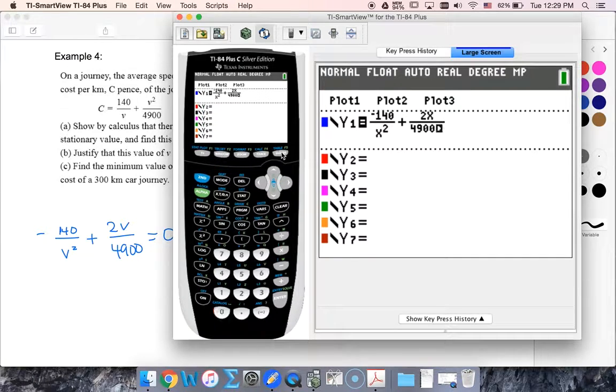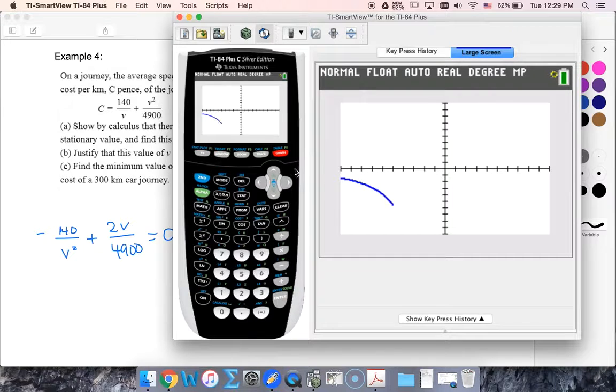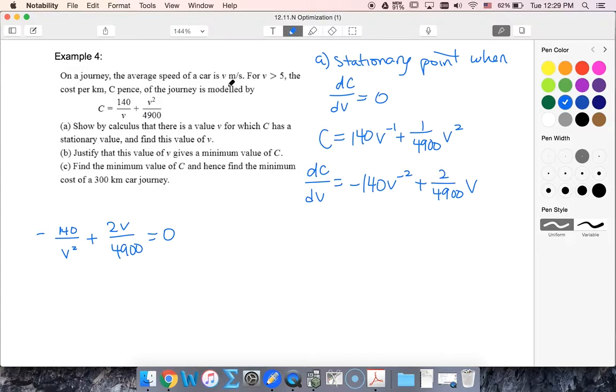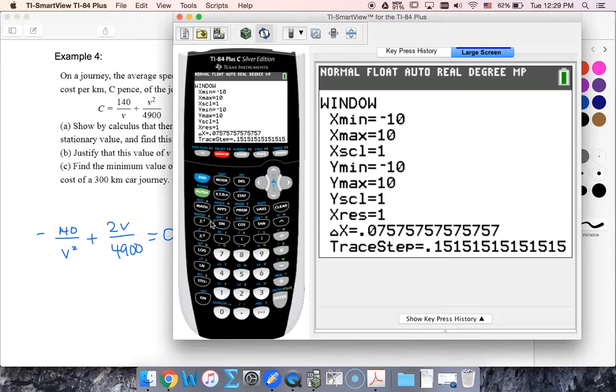I don't know what this looks like, so I'll just start with a normal window. All right, so I want it to be equal to 0. And we don't see it equal to 0 yet. So I'm going to change my window and add more x values. I definitely don't need any more y values. I'm looking at a velocity, and already it tells me my velocity is bigger than 5. So I'm going to start at 5, and now I'm going to go up to a velocity of 100. So we can definitely have a velocity of 100 kilometers per hour.